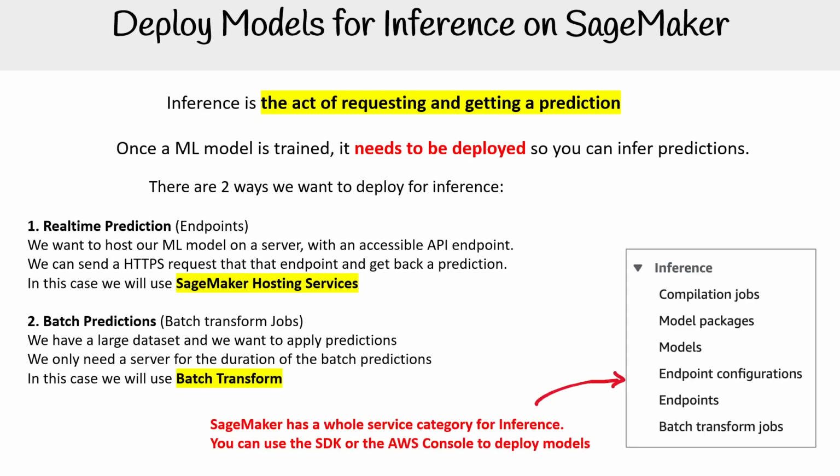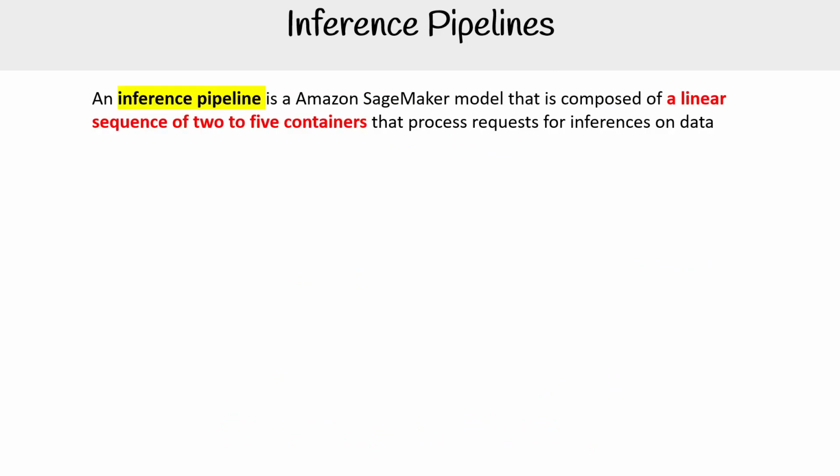SageMaker has a whole service catalog for inference, and you can use the SDK or the AWS console to deploy it. This UI is still here, and then there's another UI within the new SageMaker Studio, so just understand that it'll appear in more than one place. Let's talk about inference pipeline.